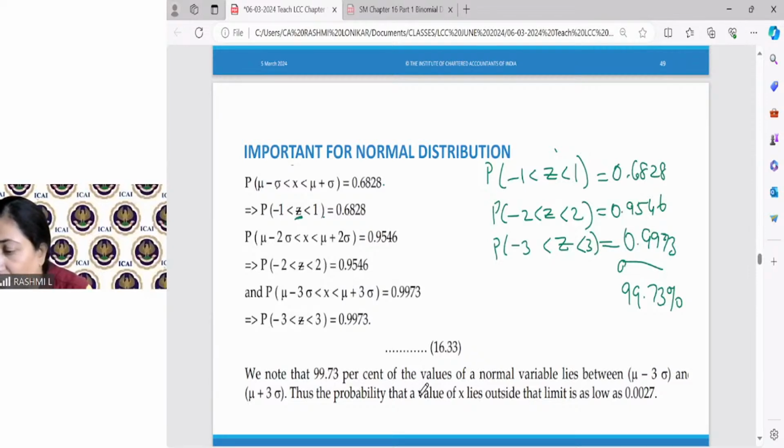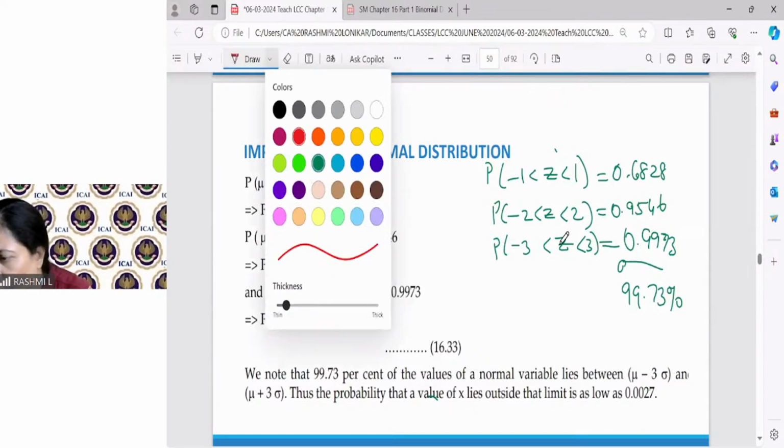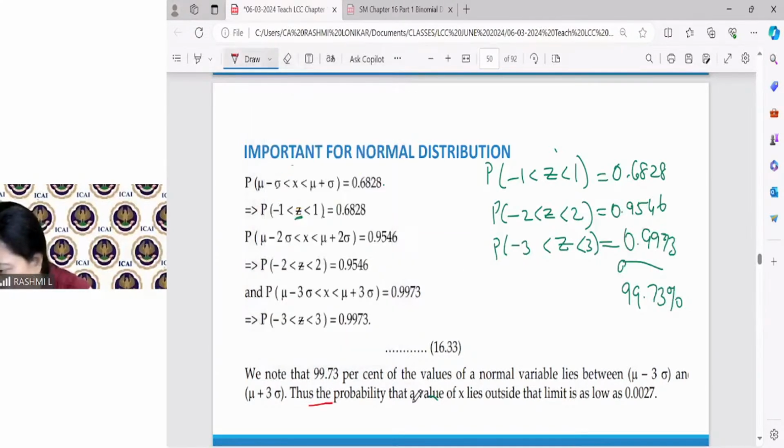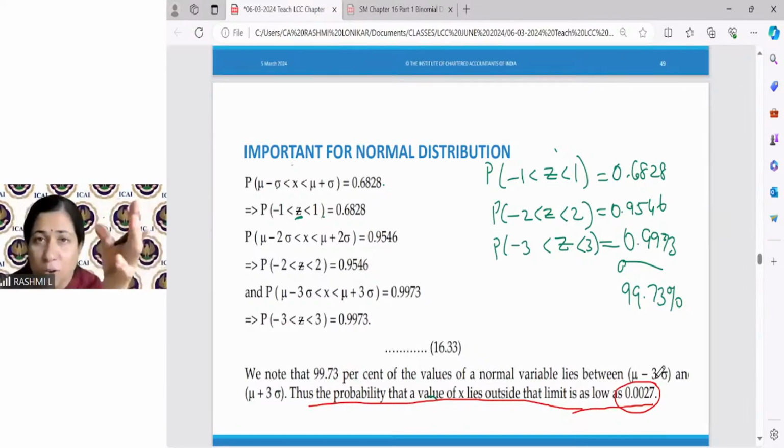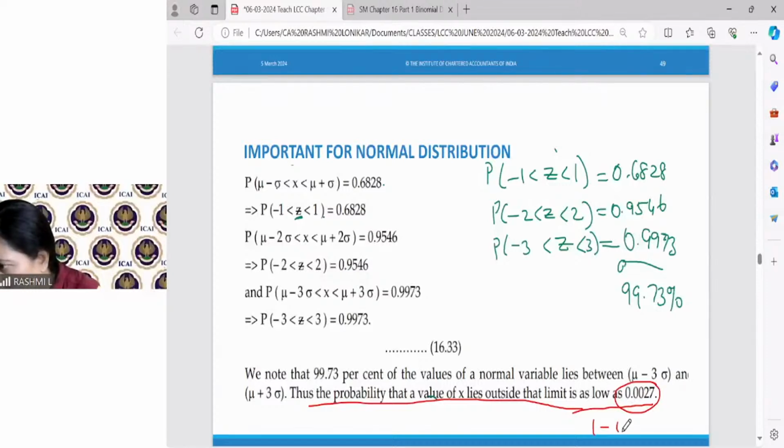So the probability that a value of x, this is also a very important sentence, ये भी theory का बहुत अच्छा सा है. The probability that the value of x lies outside that limit is as low as this much. आप देख रहे हैं 0.0027. ये भी आप ध्यान रखिएगा, वहां पे डेसिमल के बाद कितने जीरोस हैं ऑप्शंस में. ये 0.0027 कहाँ से आया? ये 1 - 0.9973. ये जो है ना, इसको माइनस किया तो ये आता है आंसर. ठीक है.